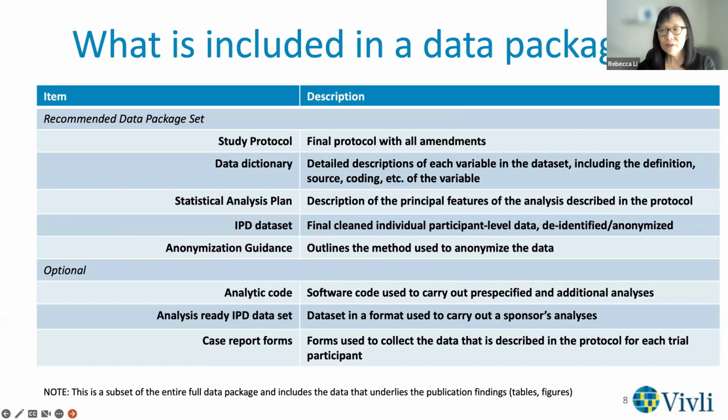So what is included in a study data package? It's not only the individual participant level data, so that's the row level data from a clinical trial that is anonymized, but also included is the study protocol, the data dictionary that describes the data that comes with the data set, the statistical analysis plan, and the guidance for anonymization. Oftentimes the CRFs, so the case report forms, also come alongside, as well as a CSR.